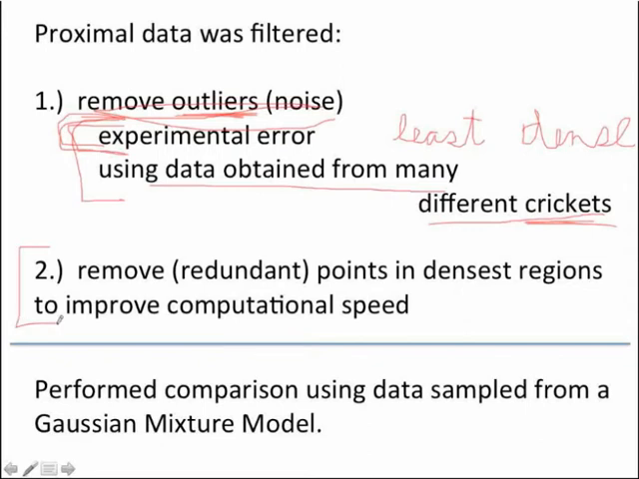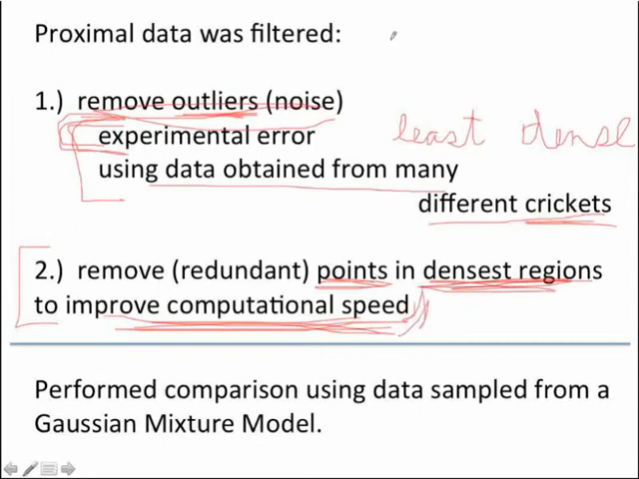The other thing is to remove basically redundant points in your densest regions. So in your most dense regions you want to remove points just because it improves the computational speed. Having lots and lots of data points, if we keep all of them, it's a lot to work with, increases the memory, and slows down the speed. So if we remove some of the points in the densest regions, then the speed will be improved.